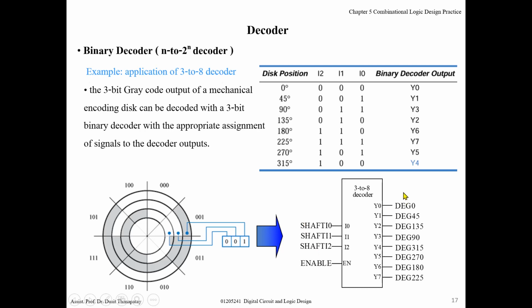So you can use a decoder to decode this gray code to output active on only one bit. For example, if enable is 1 and input is 0 0 0, y0 should be active, right? Okay, y0 active. So you can define the angle or the position of the disk. For another output also, you can define it following the practical position of the disk.